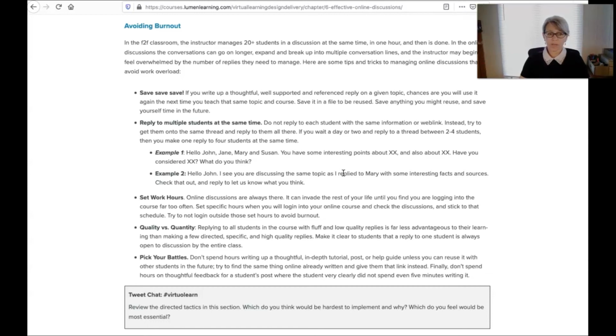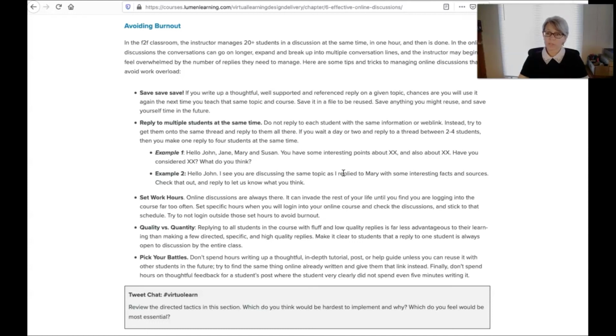First of all, save what you've written up and reuse it. Reply to multiple students at once. Research does show that if professors reply to too many people too soon in the week, it actually squashes student interaction, because they're waiting for you to reply, waiting to see what you say, and they aren't just replying to each other. So let them get started. Let them start talking to each other before you come in and start replying.